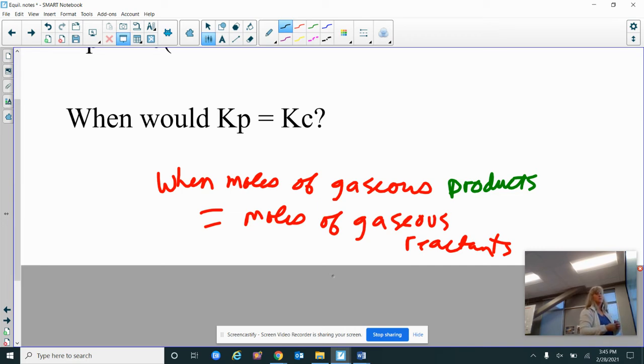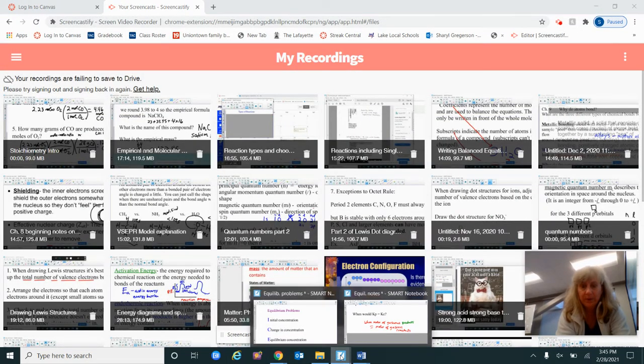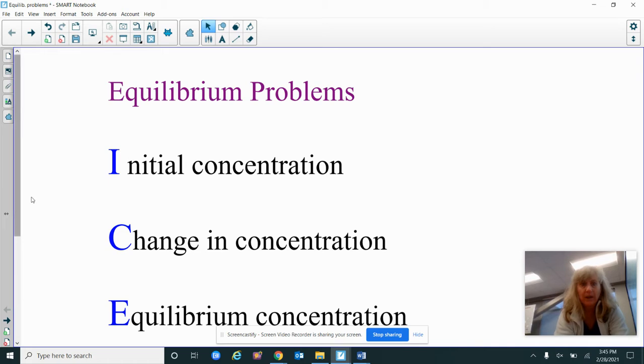Now we're going to go into solving ICE problems, equilibrium problems where we are either finding the K from the concentrations of the reactants and products, or finding a concentration at equilibrium when we have the K, or things like that. So ICE stands for initial concentration for the I, change in concentration for the C, and equilibrium concentration for the E. Okay, ICE.